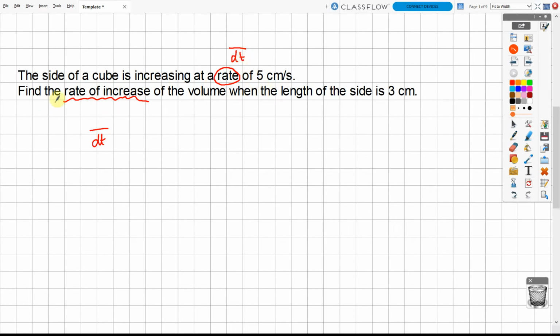Now, we need a letter to represent the length of a side of a cube. You can use whatever you wish. I'm going to use x. So the side of a cube is increasing at a rate of 5 centimeters per second. This is dx by dt. You can see it in the sentence, you can see it in the units, centimetres per second. This is all measured in centimetres per second. And dx by dt therefore equals 5.